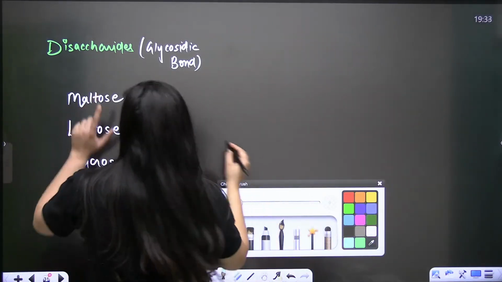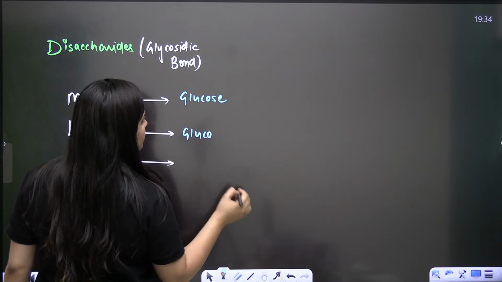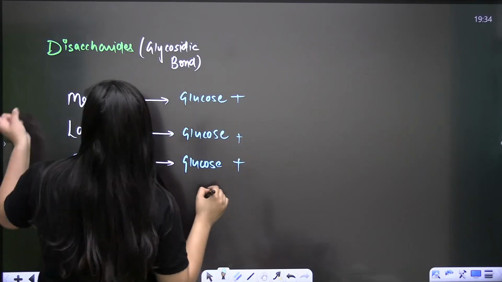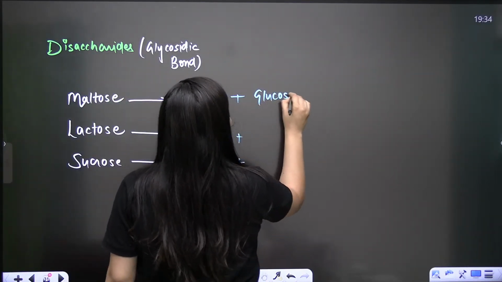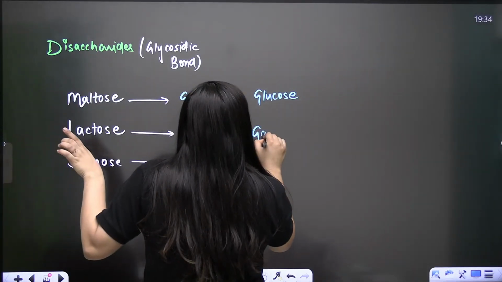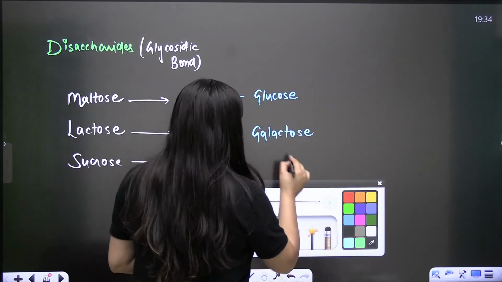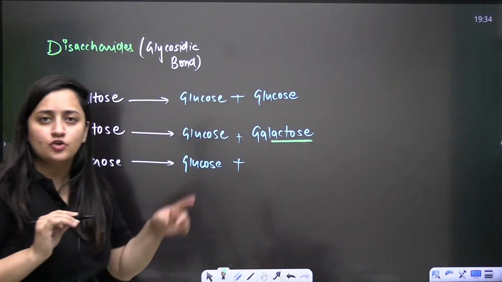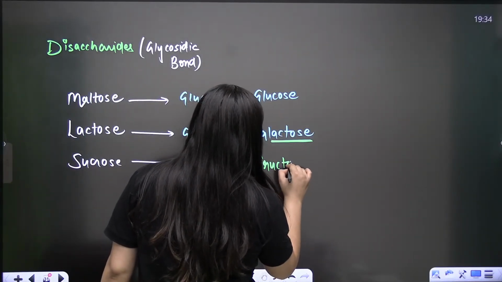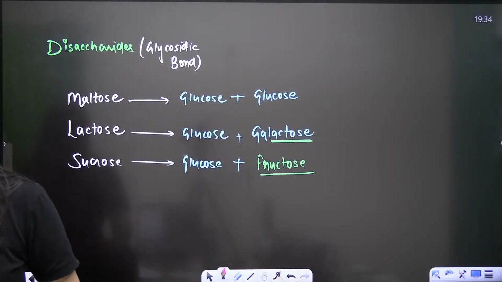Glucose is common everywhere. Glucose, glucose, and glucose, isn't it? When it is maltose, it will be glucose. Now it is lactose. L is here, and that L is reminding galactose. Galactose, the part of lactose. That is how I remember. And this sucrose is having the fructose. Clear? Any doubt?